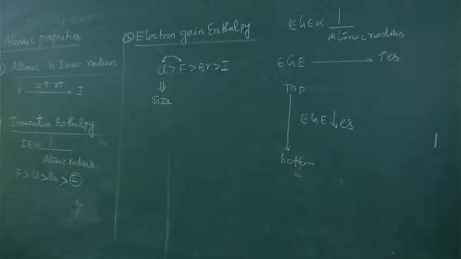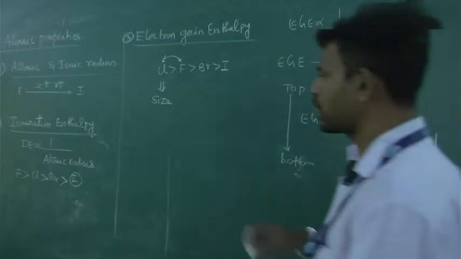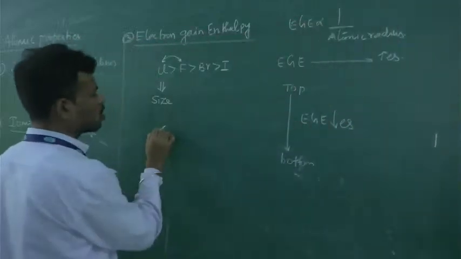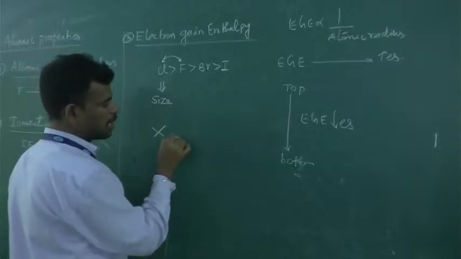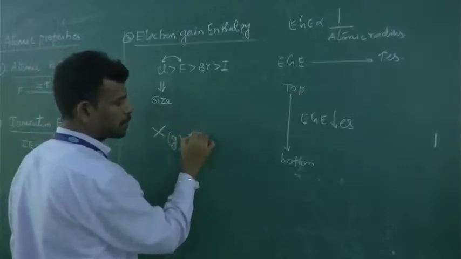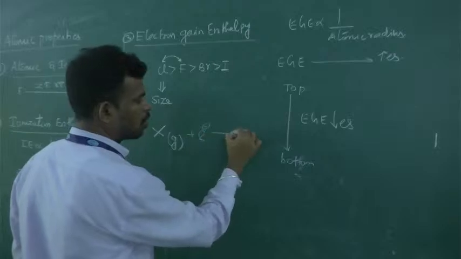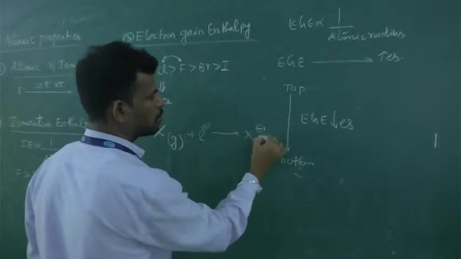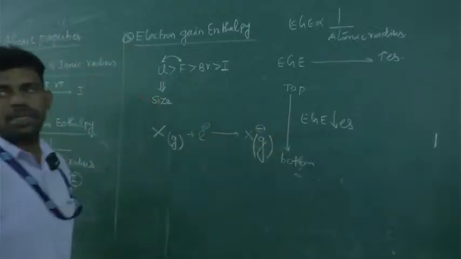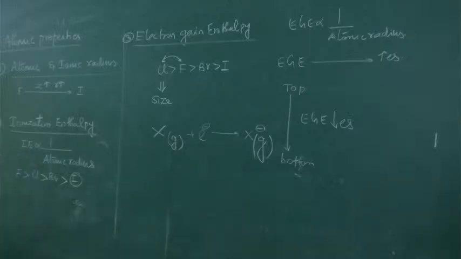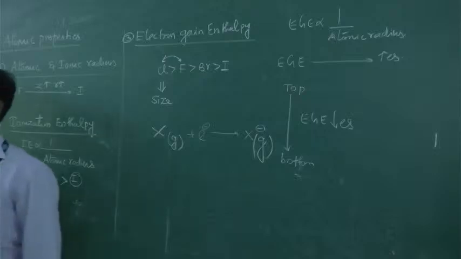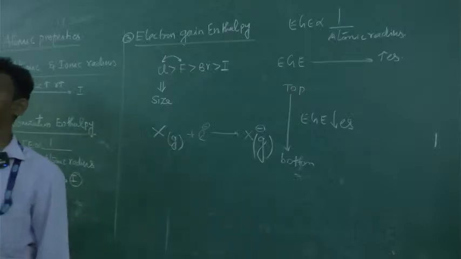So they can easily accept an electron, accept more. What is electron gain enthalpy? You have to take an isolated gaseous atom and introduce an electron. It will become X minus, per mole. This is electron gain enthalpy. Is it clear? So electron gain enthalpy for group 17 is going to be more when compared to other group elements.